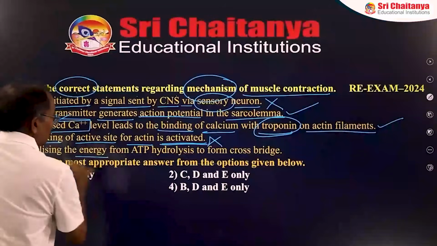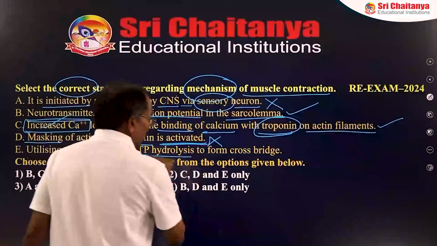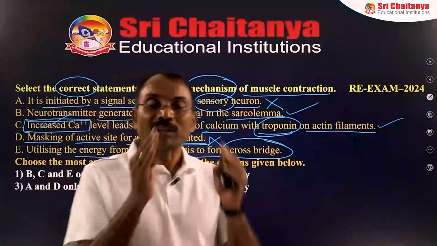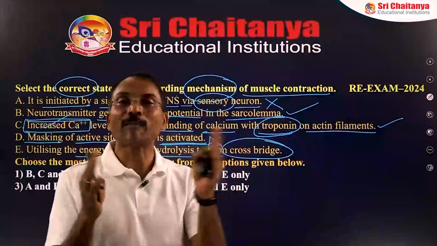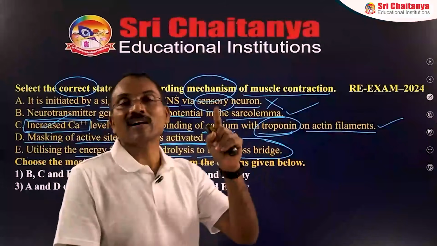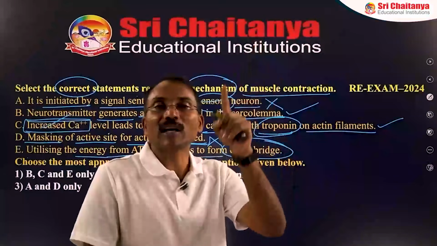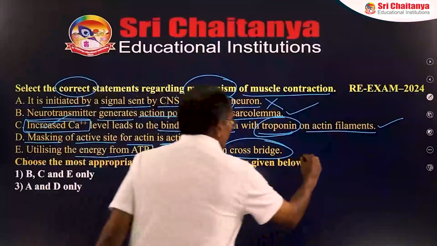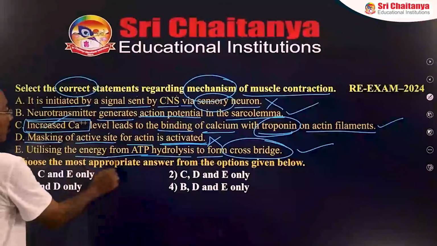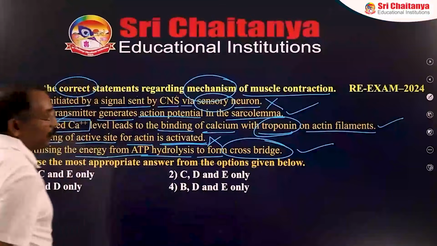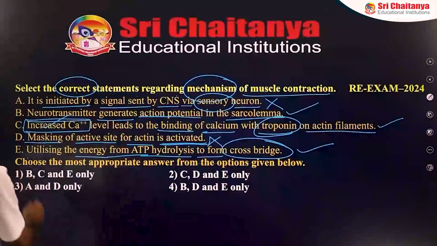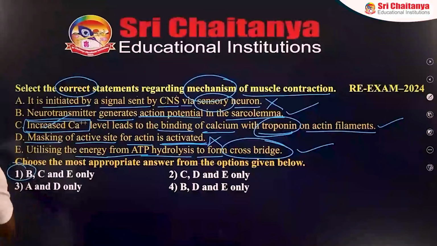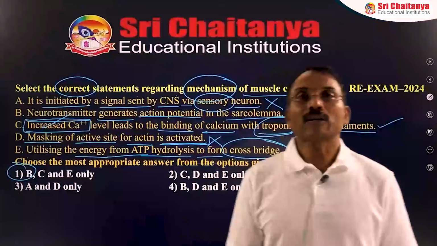Utilizing the energy from ATP hydrolysis to form cross bridge. Yes. Without hydrolysis of ATP, there is no formation of cross bridge. In the mechanism of muscle contraction, we have discussed the cross bridges are formed by using energy from hydrolyzed ATP. So this is true. Choose the most appropriate answer from the options given below. So which statements are true? B, C and E. B, C and E is the correct option.